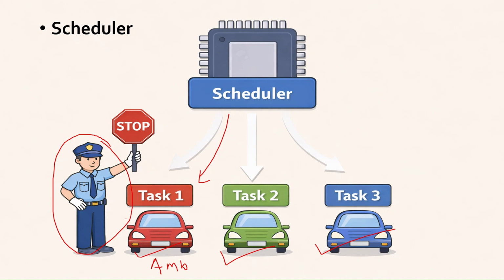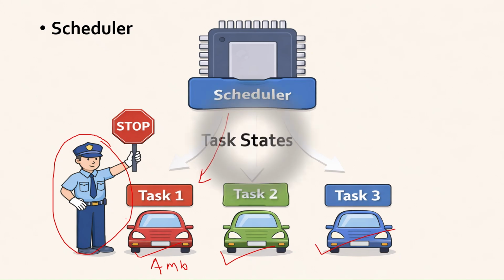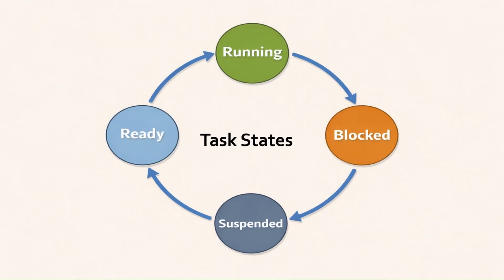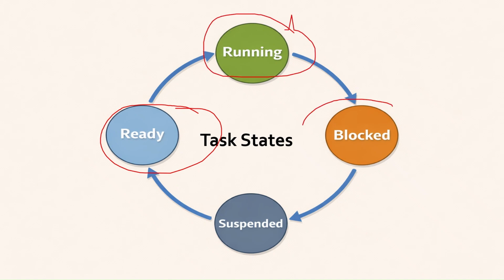Every task can be in one of these states. So we have the task states. Ready state means waiting for the CPU. Running state means it's executing. Blocked state means waiting for a delay, and suspended state means the execution is stopped. We will see a live real-time demo example.